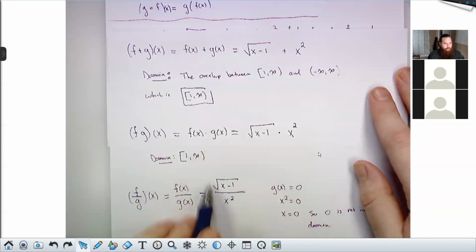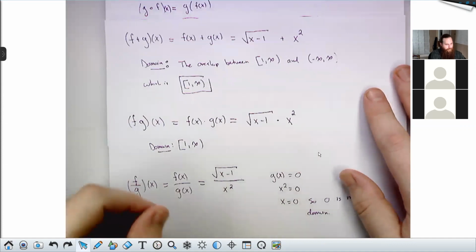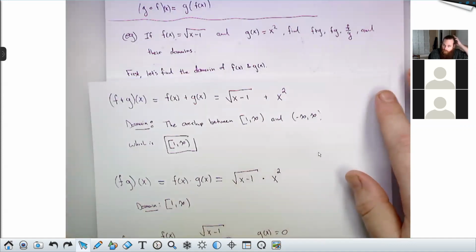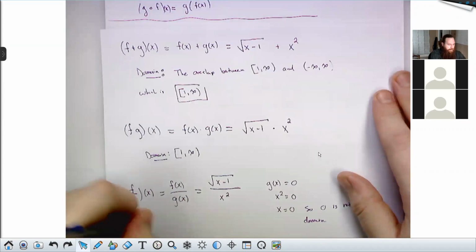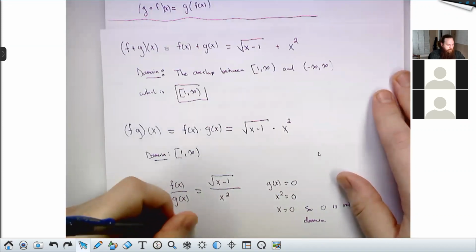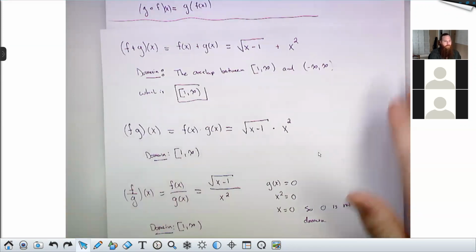And then upstairs, I have the restriction coming from the square root function. His domain is 1 to infinity, which already doesn't have 0 in it. If you're having a hard time seeing the overlap, draw the two domains on the number line, shade them, and then see what gets shaded twice. So the domain here is still the left closed, right open interval from 1 to infinity.